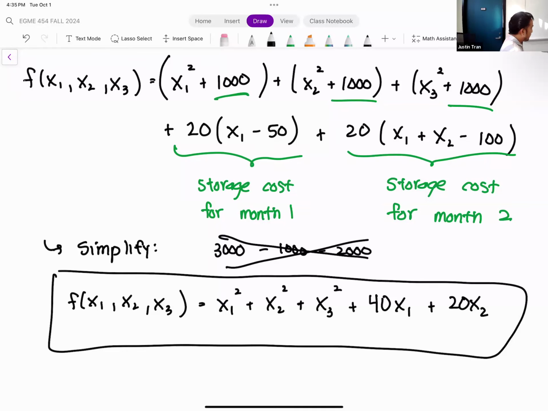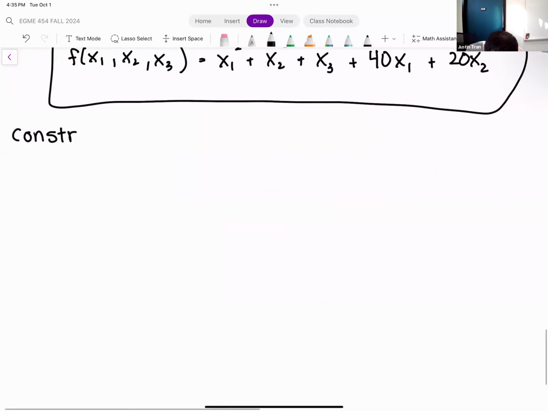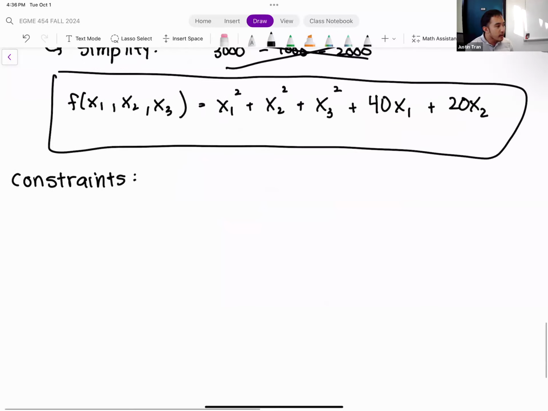Okay, good. Let's go ahead and write out our constraints. So all of our constraints in this problem are associated with the same thing, that we have to fulfill the minimum order for each one.